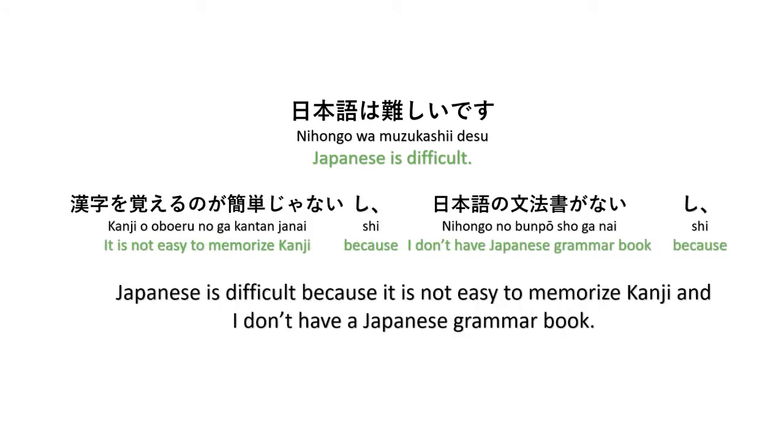Nihongo no bunpo shou ga nai shi. I don't have a Japanese grammar book. So here we use the negative tense. Japanese is difficult because it is not easy to memorize kanji and I don't have a Japanese grammar book. Okay? So they are in the negative casual form.